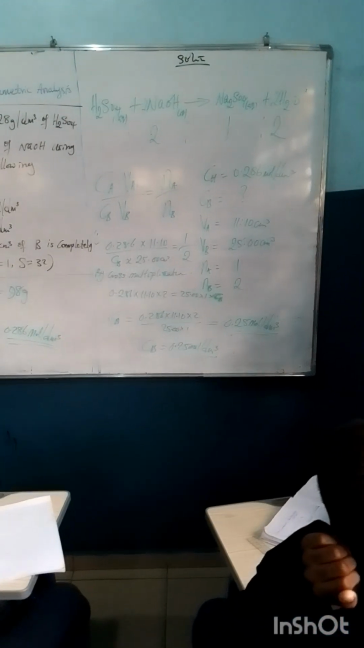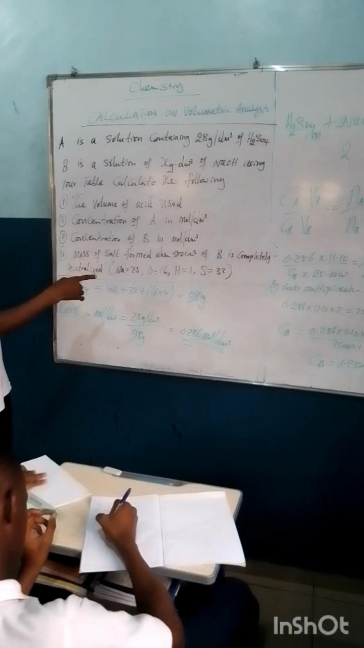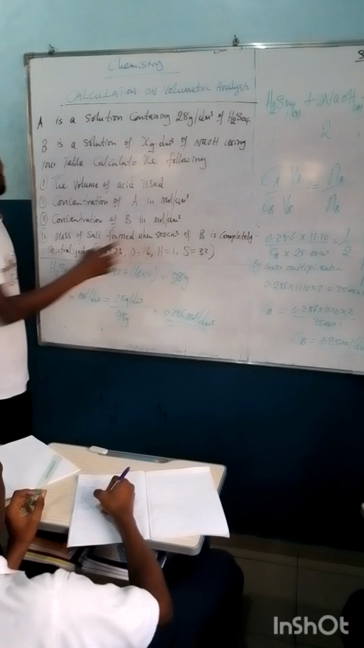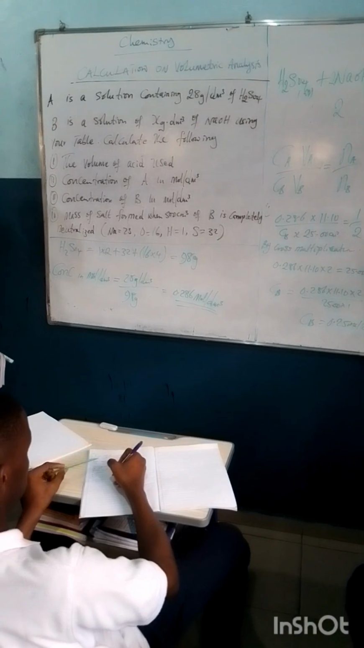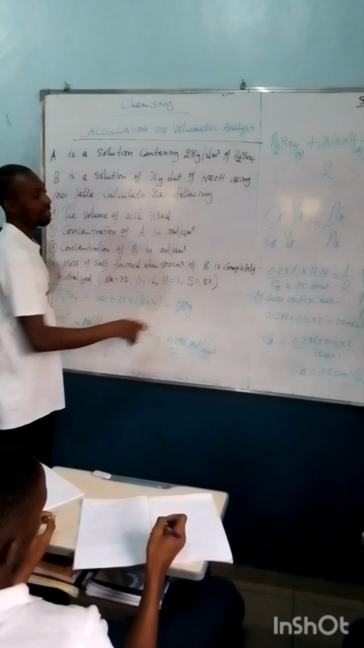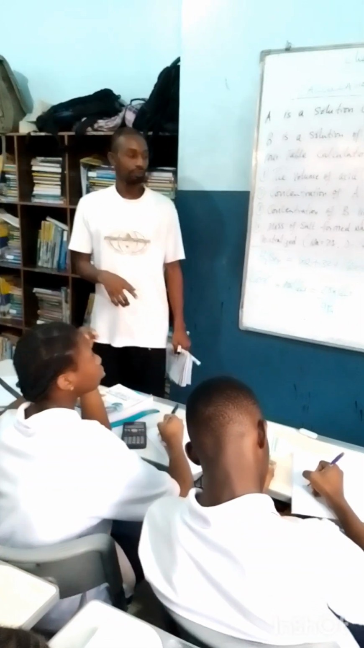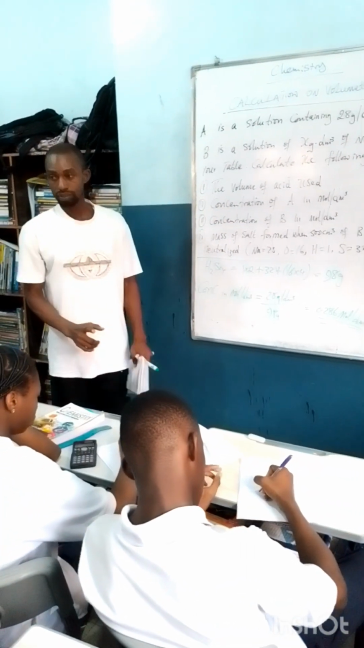The fourth question, which is the last one, says: the mass of salt formed when 500 centimeter cube of the base is completely neutralized. Please, I want you to pay attention here. This one is not as straight as these other ones.